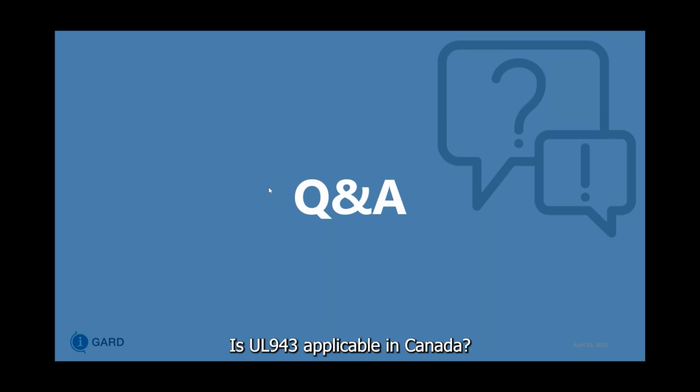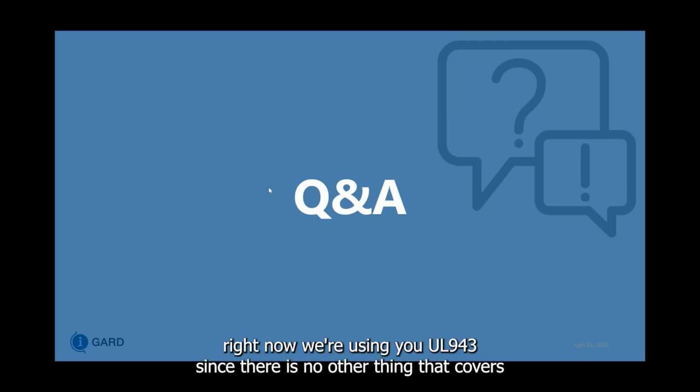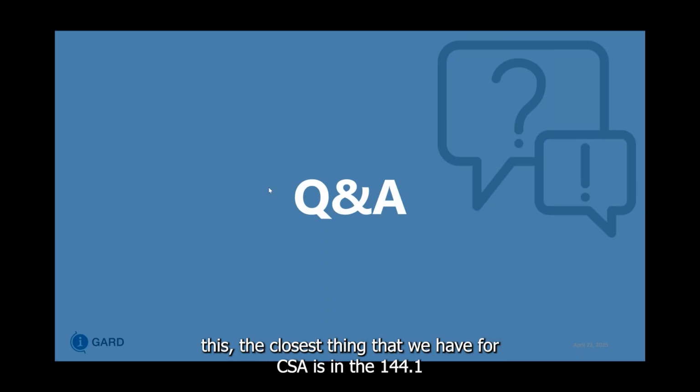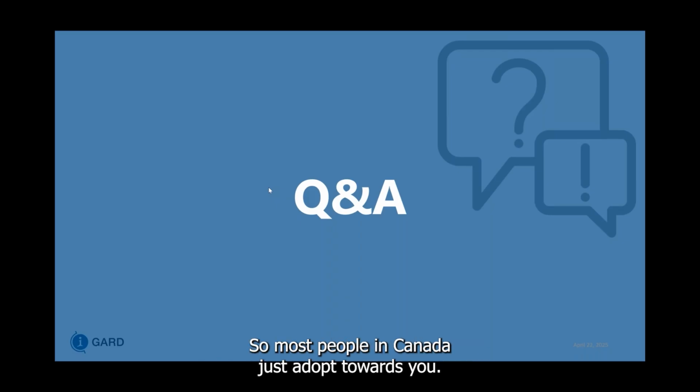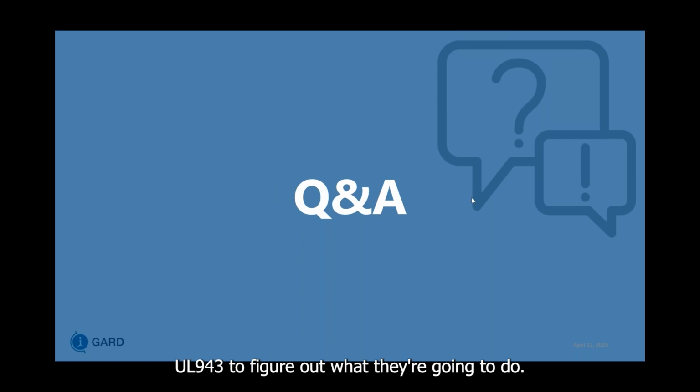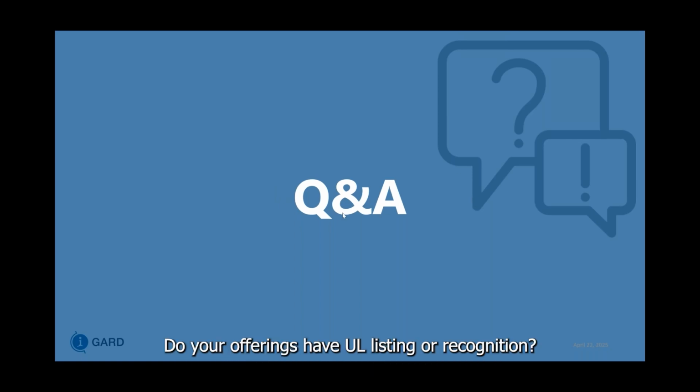Is UL943 applicable in Canada? Right now we're using UL943 since there's no other thing that covers this. The closest thing that we have for CSA is in the 144.1, but that only talks about the 5 milliamp, not the 20 milliamp. So most people in Canada just adopt towards UL943 to figure out what they're going to do.